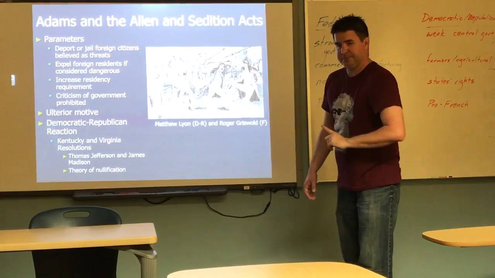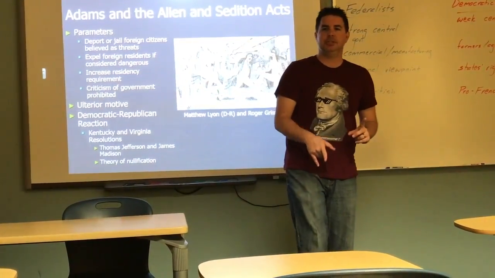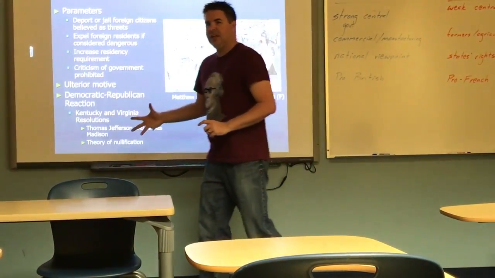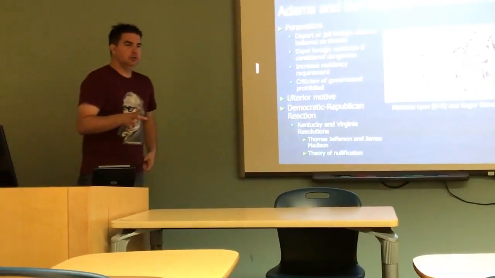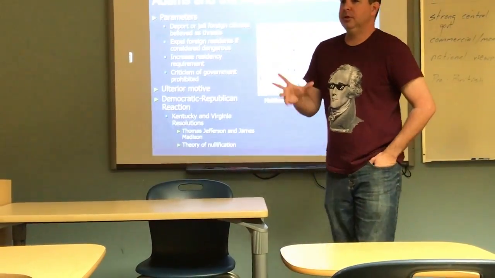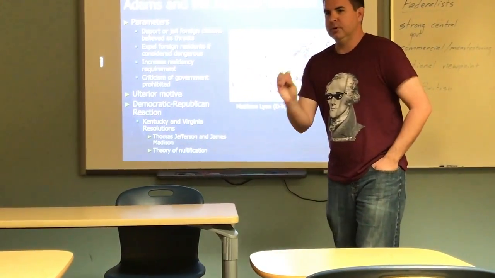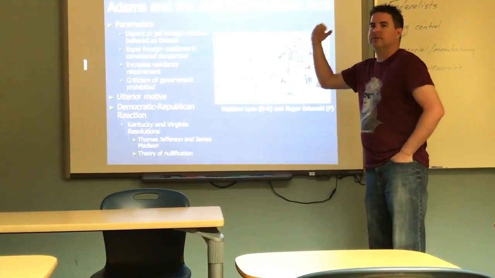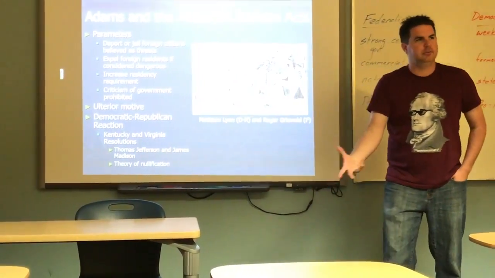But they go further. The Kentucky and Virginia resolutions, written by Thomas Jefferson and James Madison, respectively. That's the response to these Alien and Sedition Acts. What are they focused on? Do you remember from your readings what the Kentucky and Virginia resolutions were designed to target? Other than going after the Alien and Sedition Acts, what was their basis for writing this?